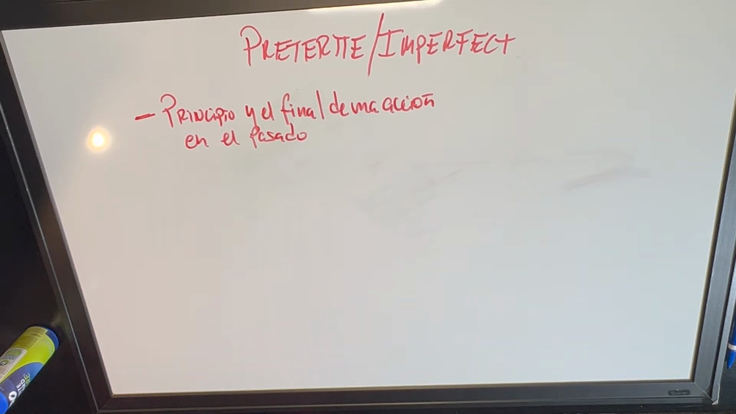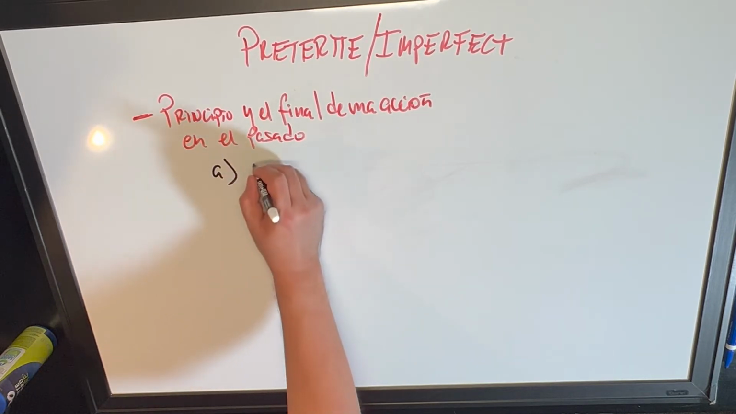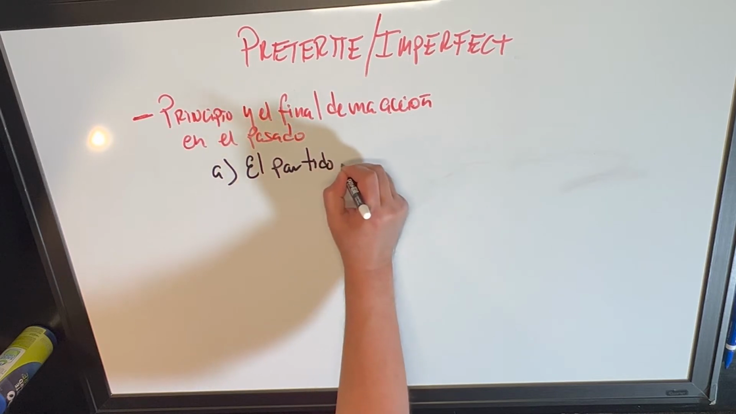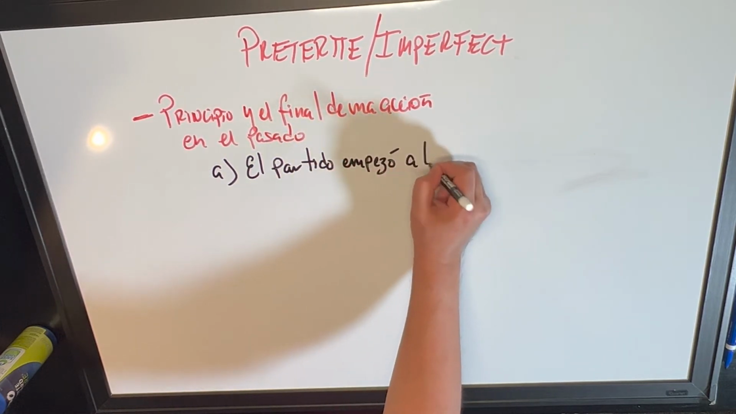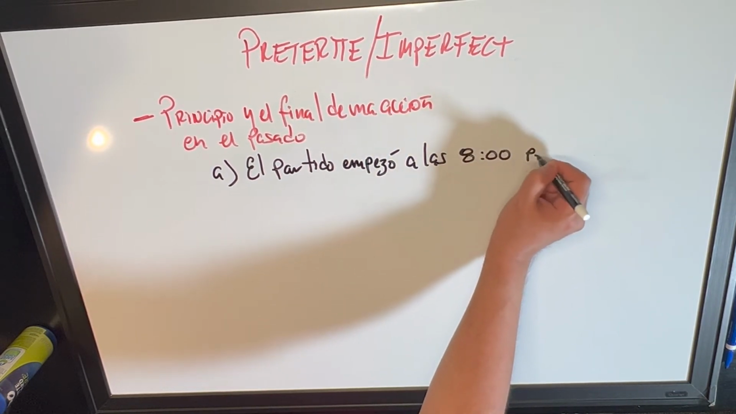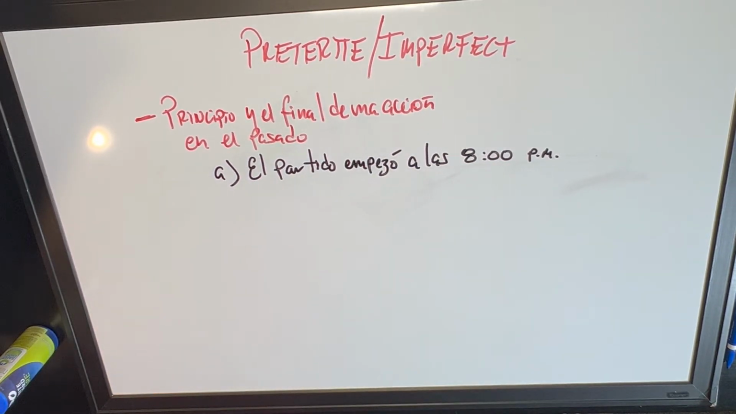Okay? For example, I can say, el partido empezó a las 8 p.m., las 20 horas. Okay?